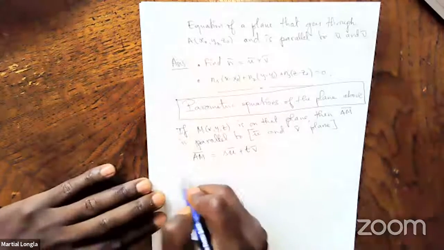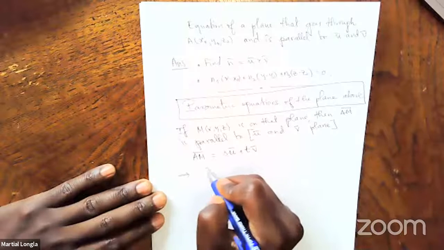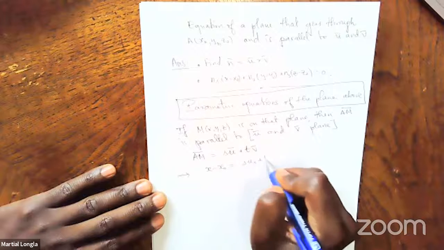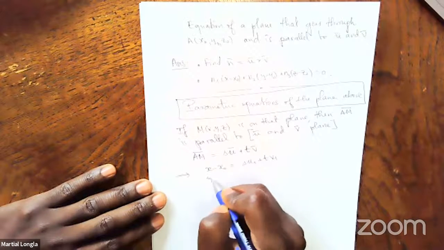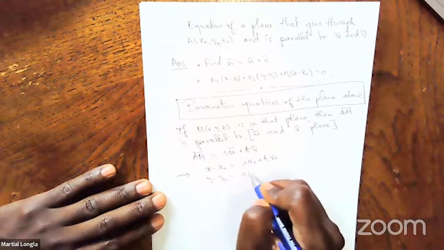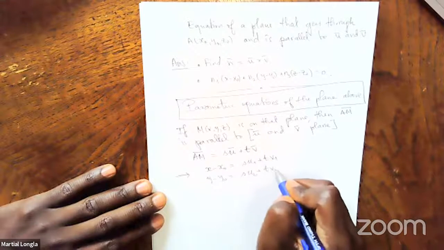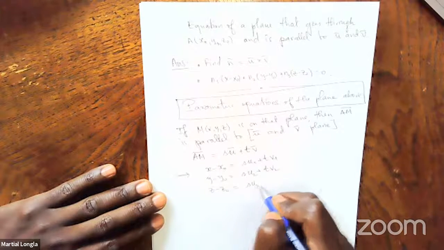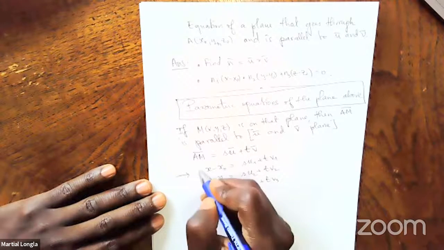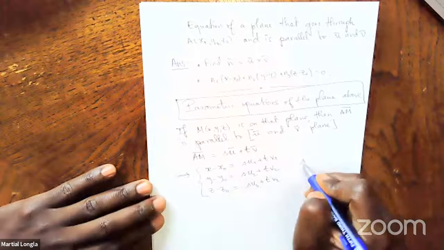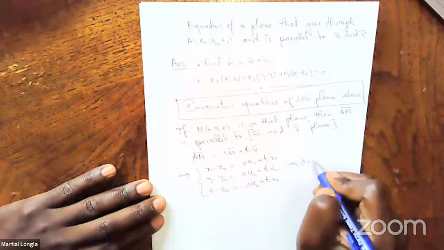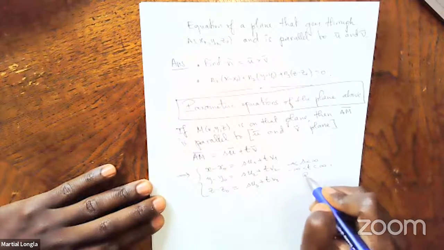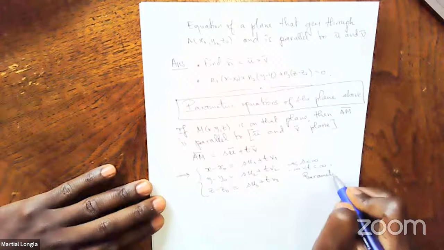And this will mean that x minus x naught equals s u1 plus t v1. y minus y naught is s u2 plus t v2. And z minus z naught is s u3 plus t v3, where s goes from negative infinity to infinity, and t from negative infinity to infinity. This is what we call the parametric equations.